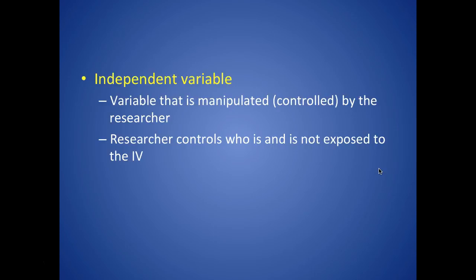So, the independent variable, the group that smoked the marijuana, is the variable that is manipulated by the researcher. I gave them all of that stuff and told them to do it. So I caused them to do it. So that's a manipulation. The researcher controls who is and is not exposed to the independent variable, that is, the marijuana.